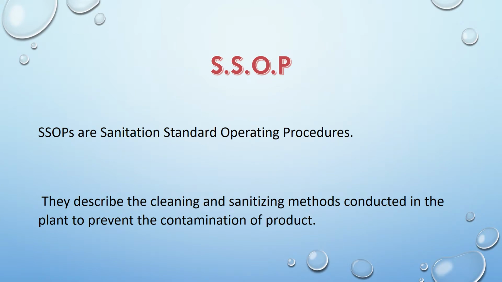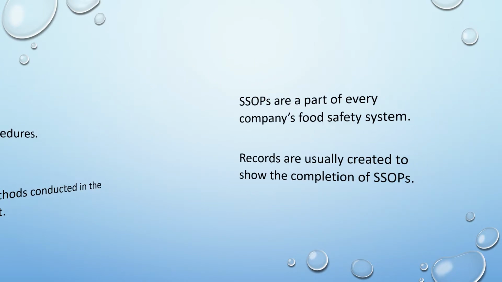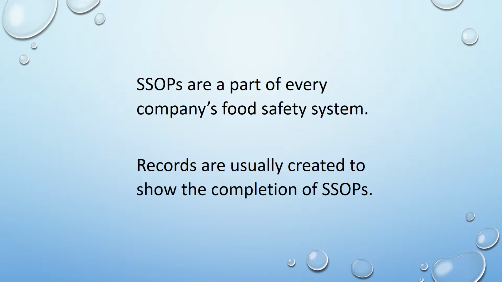SSOPs. SSOPs are sanitation standard operating procedures. They describe the cleaning and sanitizing methods conducted in the plant to prevent contamination of products. SSOPs are a part of every company's food safety system. Records are usually created to show the completion of SSOPs.